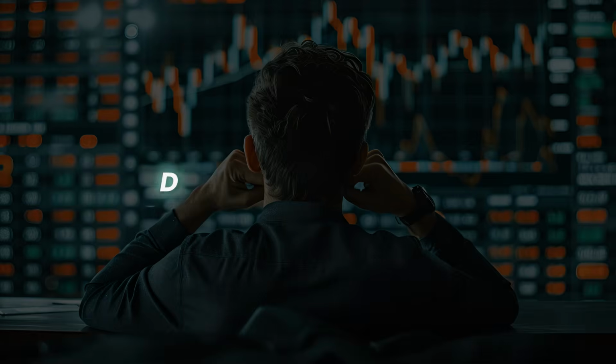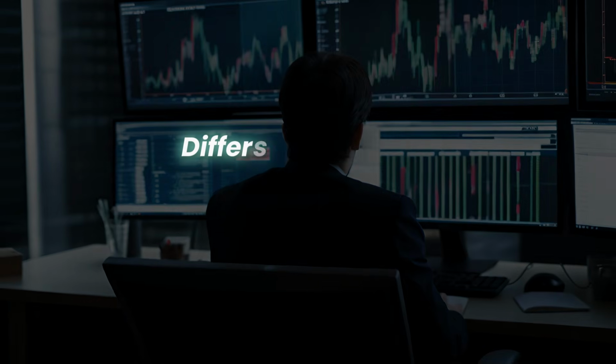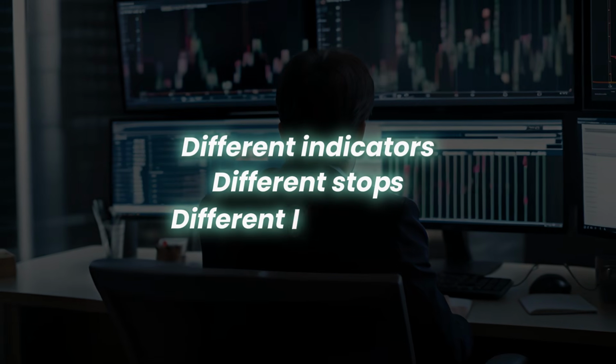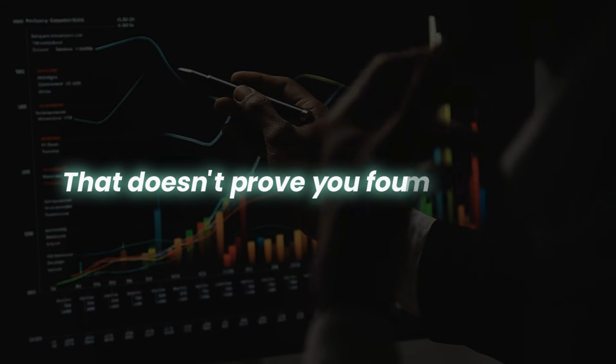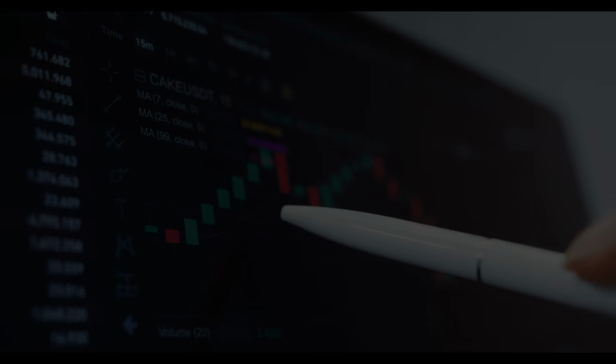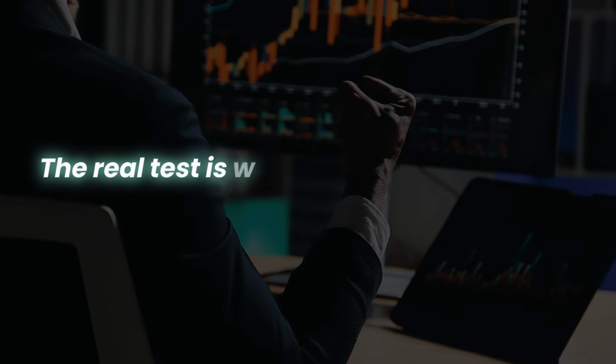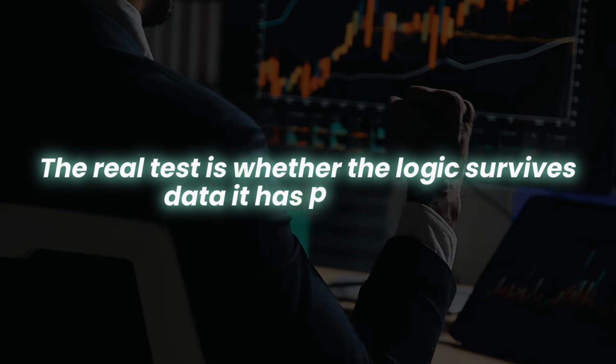6. Overfitting. You test 100 variations. Different indicators, different stops, different time frames. Eventually, one combination looks incredible. That doesn't prove you found an edge. You may have simply optimized the strategy to historical noise. The real test is whether the logic survives data it has never seen.